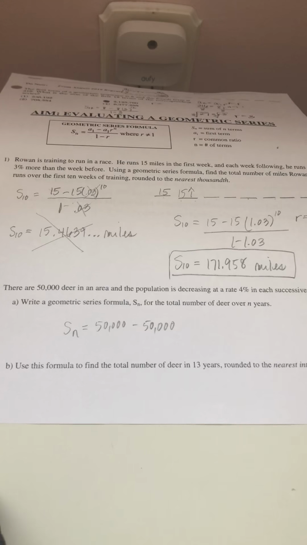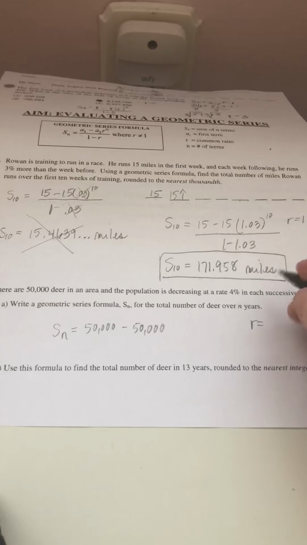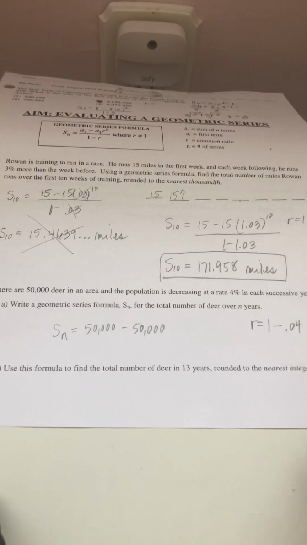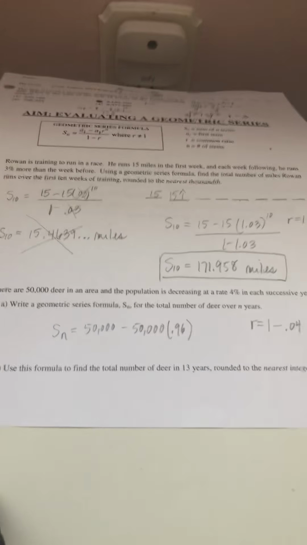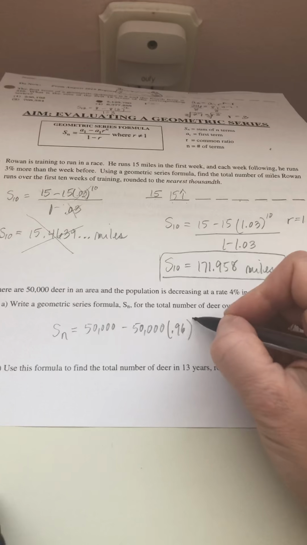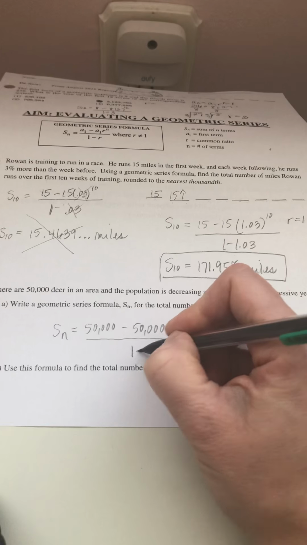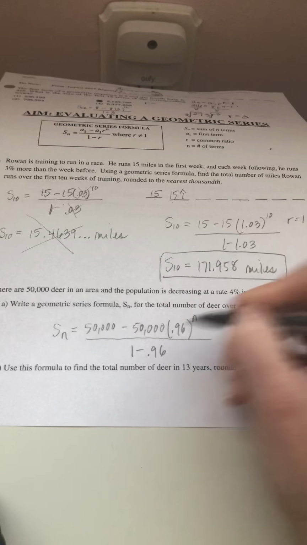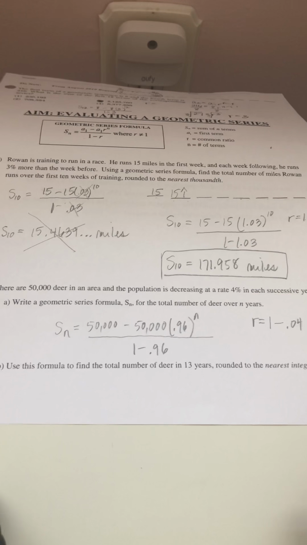The common ratio. So the common ratio for us, because we're talking about exponential decay, is going to be 1 minus the yearly percent decrease, which was 4%. So as a decimal, that's 0.04. So the common ratio for us is going to be 0.96. We're not subbing anything in for n just yet. We're coming up with a general formula. And that's exactly what they wanted for part A.